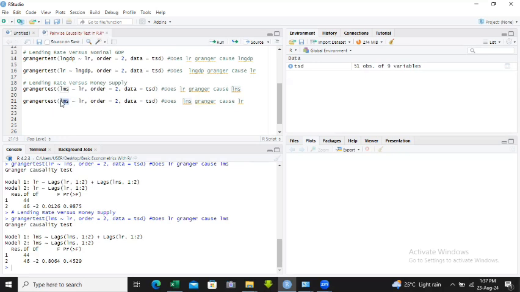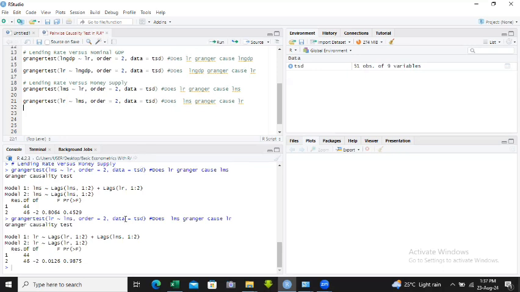Now, this next one, does money supply Granger cause lending rate? Let's see. So money supply does not Granger cause lending rate. You can see because this is not significant.